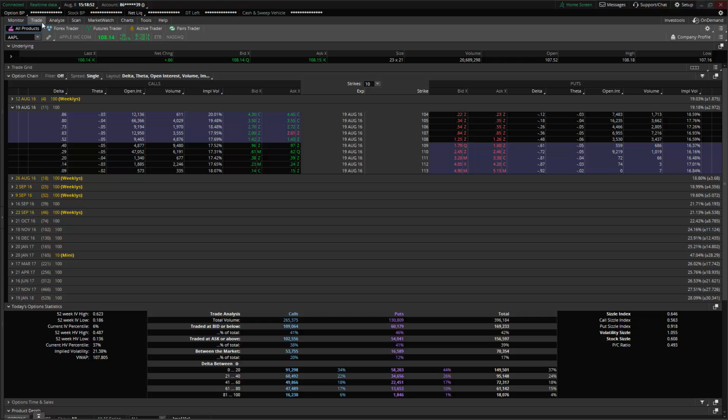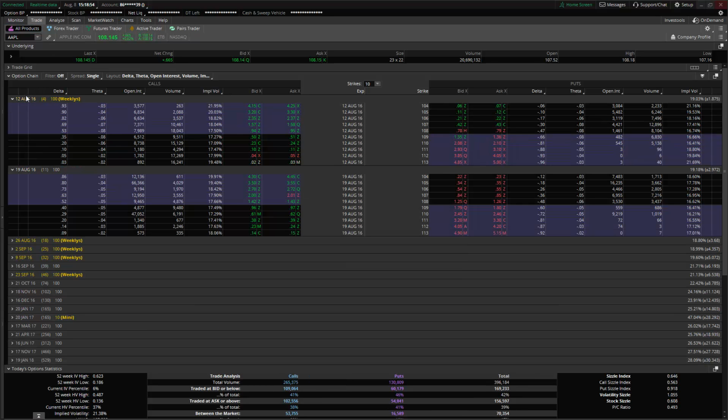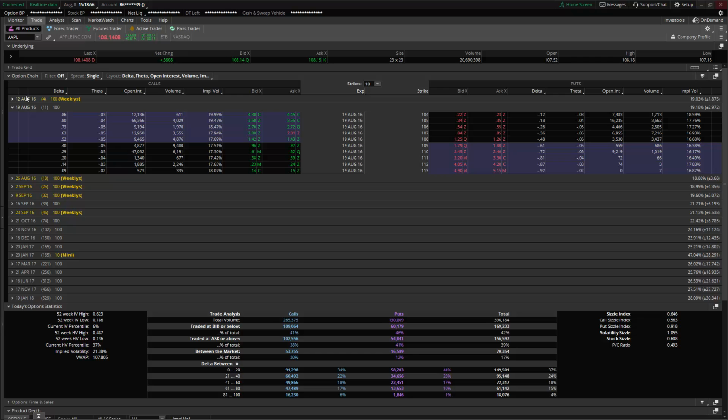Now, since today is August 8th, I could either trade the weeklies or I could go out further and trade the monthly August expiration, which expires in 11 days. Now, I'm going to look at the option prices here. So I see the strikes, the 108, which is in the money with the stock at 108.15, the 109, the 110s. I like these 110s. I see very high open interest. I think Apple can pin at 110 for monthly expiration.